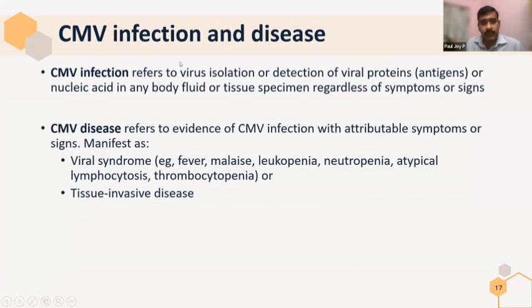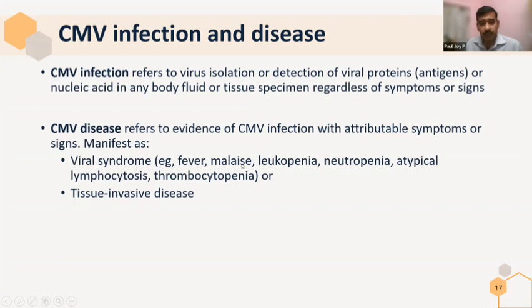Coming to CMV infection versus disease, CMV infection refers to virus isolation or detection of viral proteins or antigens or nucleic acid in any body fluid or tissue specimen, regardless of symptoms or signs. CMV disease refers to evidence of CMV infection with attributable symptoms or signs, which can be manifested as a viral syndrome or a tissue invasive disease.